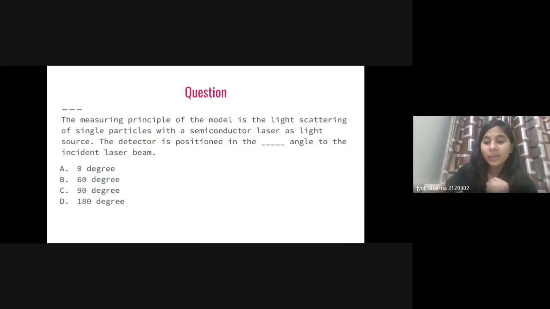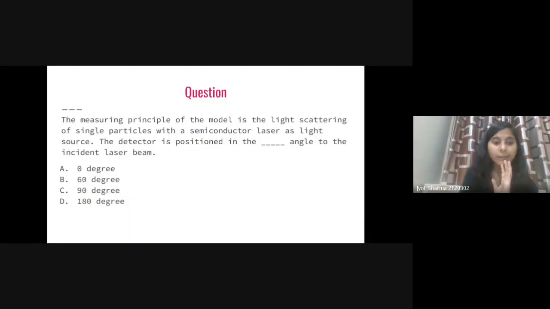Okay, so here the principle is the light scattering of the single particle. On the filter paper, we will have the particulate matter. The principle is that by that particulate matter, there will be scattering of the light. We will give some light to the particle, and based on that, there will be scattering of light. So this is the basic principle that we use in the spectrometer.